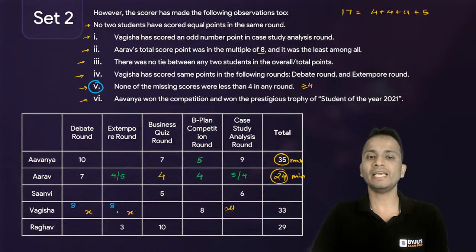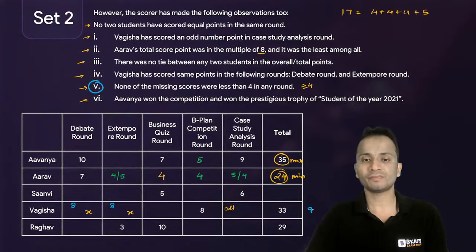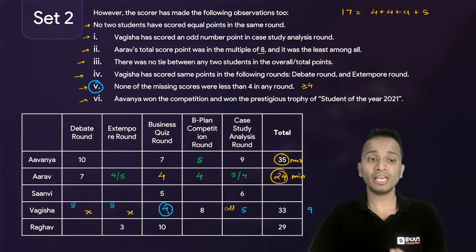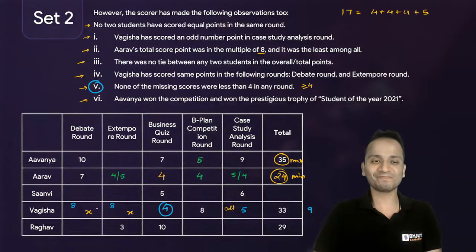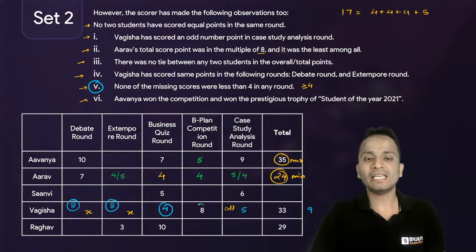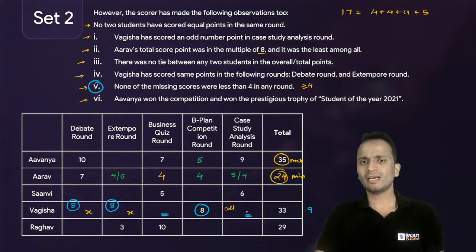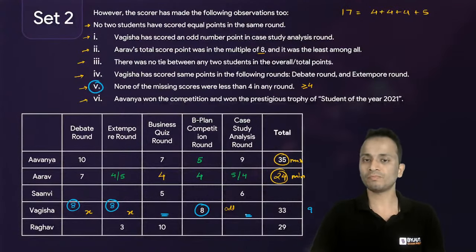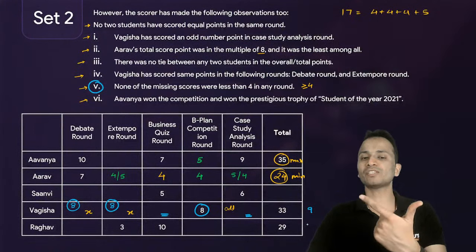Done. 8 plus 8 plus 8 is 24, out of 33. That means 9 is left for these two numbers. Now 9, I have to write as the sum of two numbers such that the minimum value is 4. So it can be done in only one way, 4 plus 5.